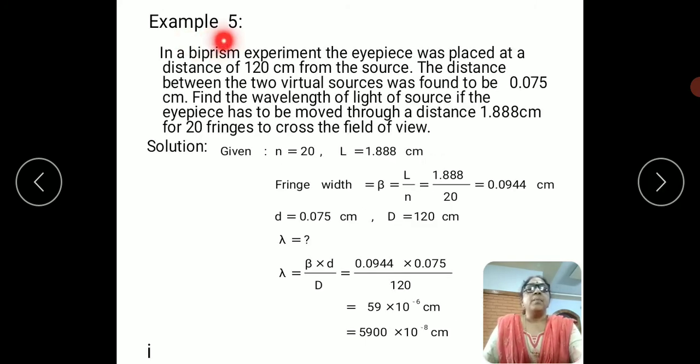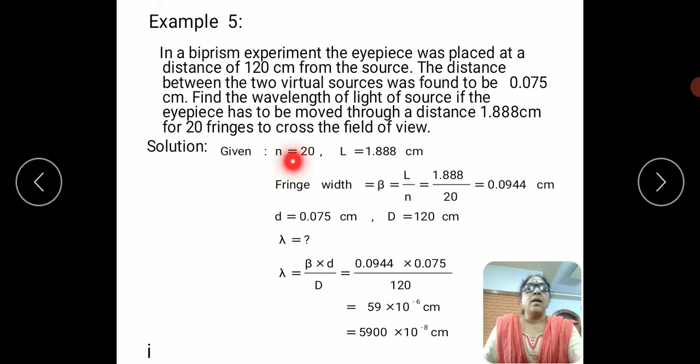Let us see example 5. In a biprism experiment, the eyepiece was placed at a distance of 120 centimeter from the source. The distance between the two virtual sources was found to be 0.075 centimeter. Find the wavelength of the light of the source if the eyepiece has to be moved through a distance of 1.888 centimeter for 20 fringes to cross the field of view.